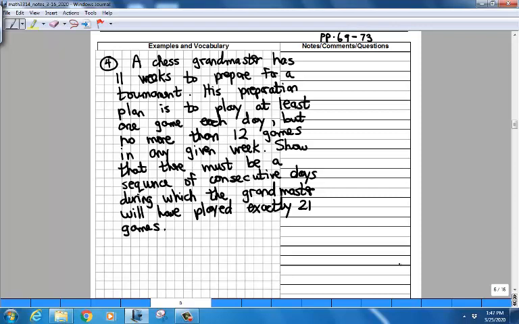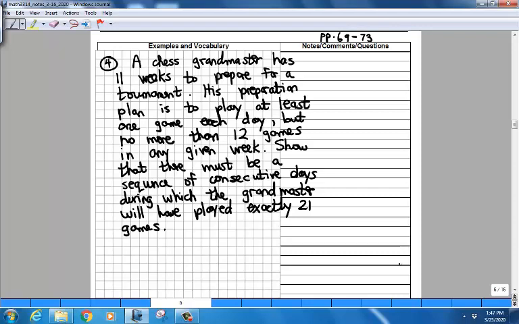What we want to show then is that there's a sequence of consecutive days where the grandmaster will have played exactly 21 games. So in some sequence of consecutive days in these 11 weeks, we know that he will have played exactly 21 games. Let me show you how we can use the pigeonhole principle to solve this problem.